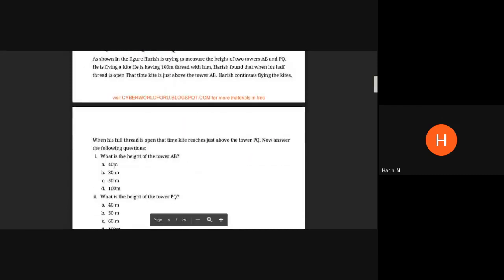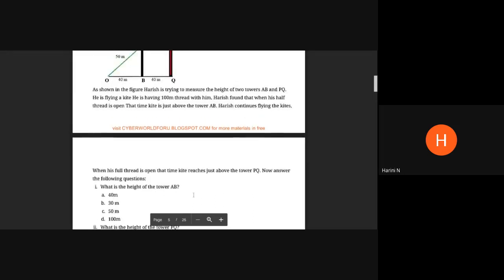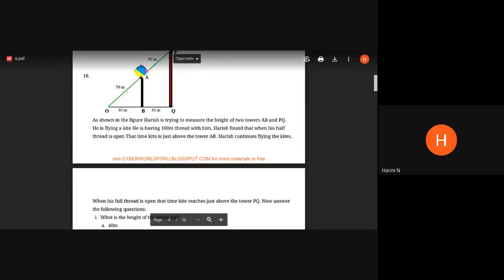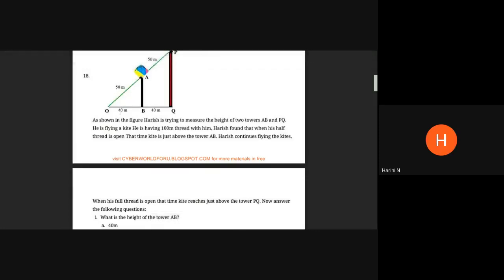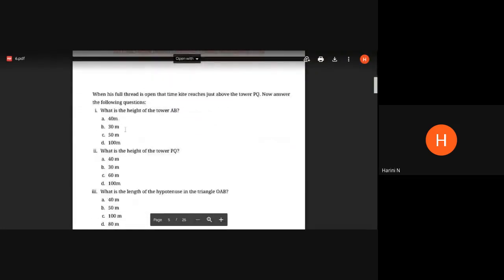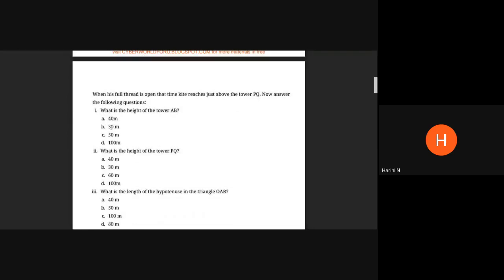The choices given are 40, 30, 50 and 100. Which is your choice? 30 meter. How? 50 squared equals AB squared plus OB squared. OA is 50, so 50 squared is 2,500. 40 squared is 1,600. So 2,500 minus 1,600 will be 900. So AB squared is 900, which means AB is 30. So this is your choice. Right? Are you able to use Pythagoras there?